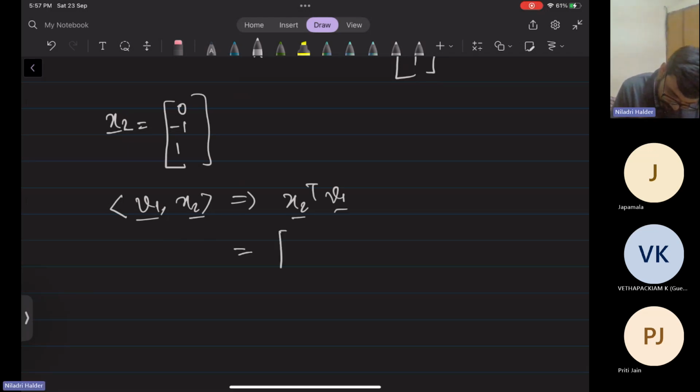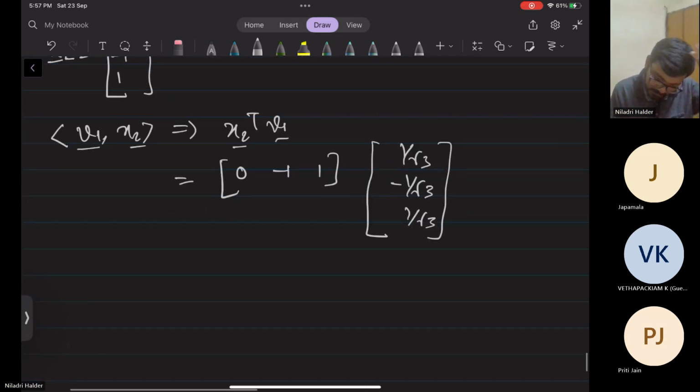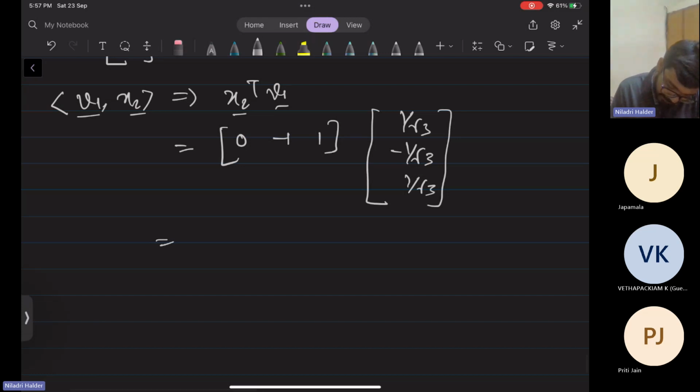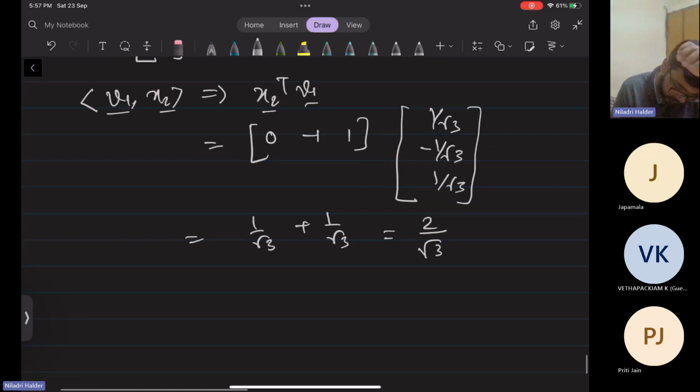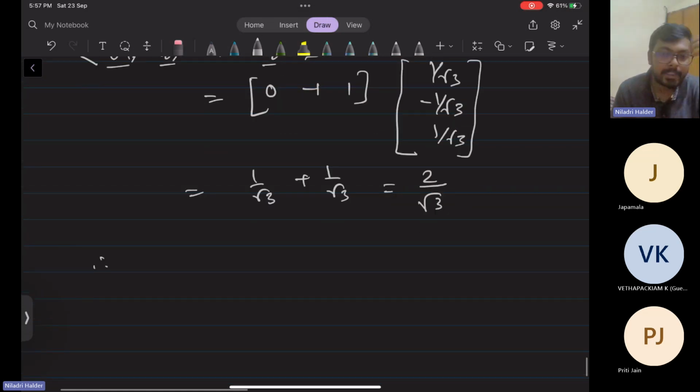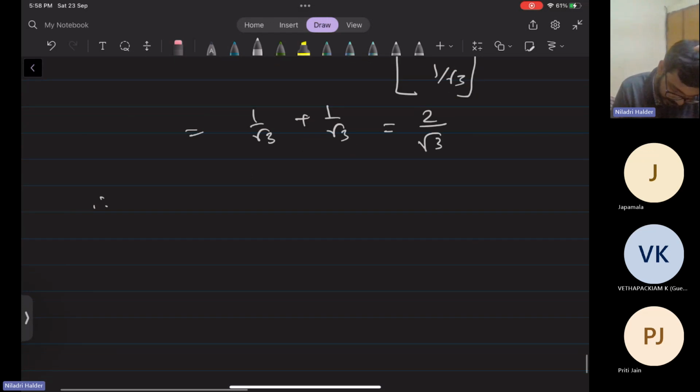x2 transpose is 0, minus 1, 1, and v1 is 1 by root 3, minus 1 by root 3, 1 by root 3. So that is equal to plus 1 by root 3 plus 1 by root 3, that is 2 by root 3. So this is the projection. Now we have to eliminate that projected value from the original vector.